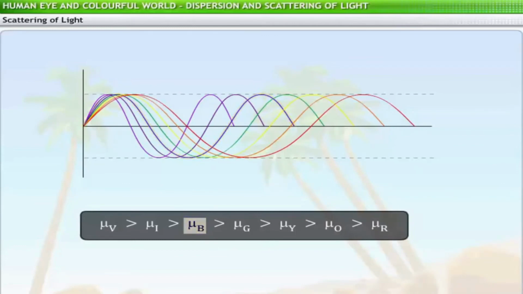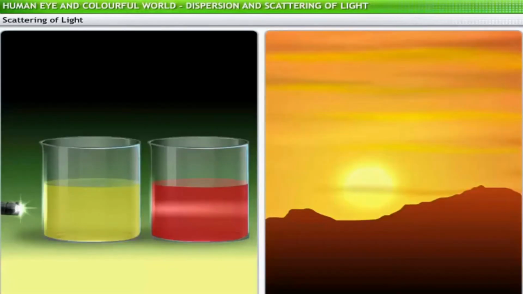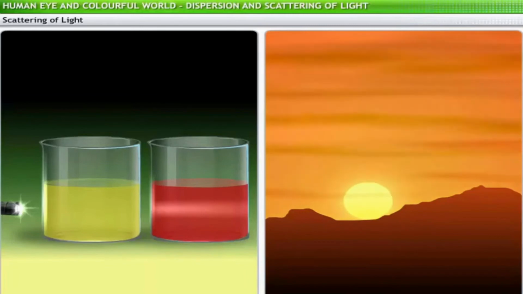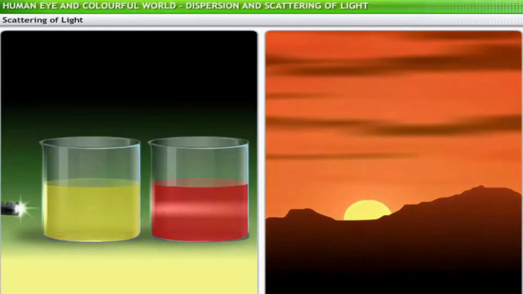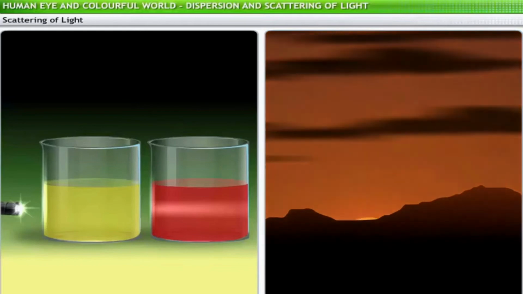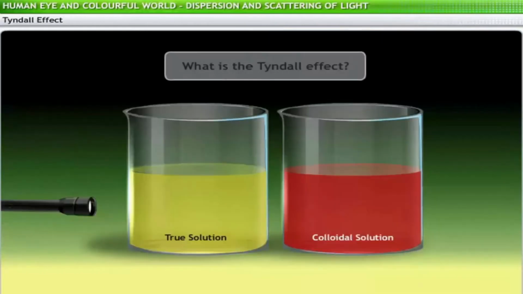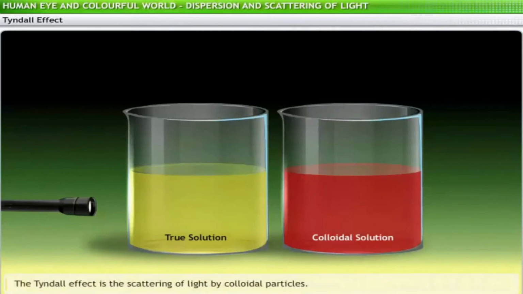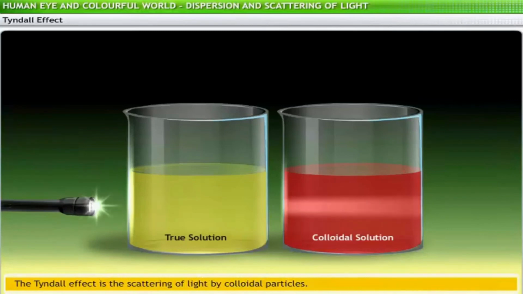Very interesting. Are there other examples that show the scattering of light? Sure. Scattering of light gives rise to many amazing and spectacular phenomena such as Tyndall effect, reddening of the sun at sunrise and sunset. What is the Tyndall effect? The Tyndall effect is the scattering of light by colloidal particles. Observe this narrow beam of light when I pass it through this colloidal solution. Wow! I can see the beam of light passing right through the solution.